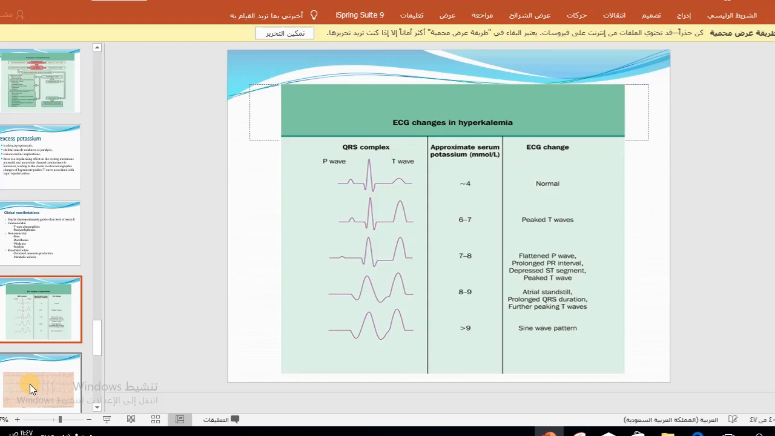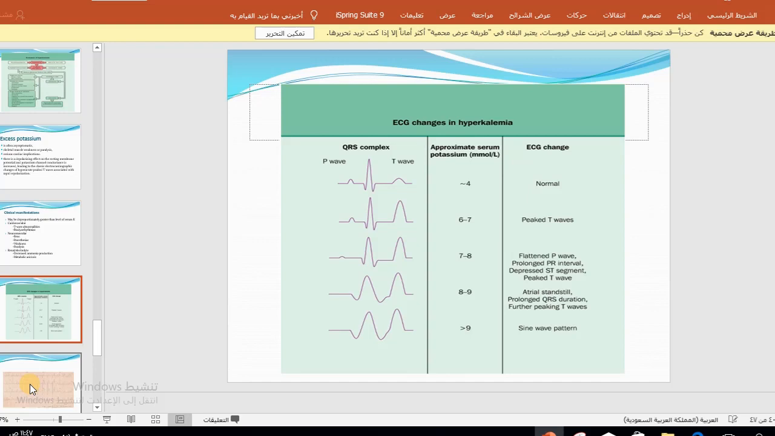So what are the ECG changes? At first, we see tented peaked T wave at a level between 6 to 7. If this increases to 7 to 8, we start to see flattening of the P wave, prolonged PR interval, depressed ST segment, and peaked T wave. Above 8, we're going to see atrial standstill, prolonged QRS duration, and further peaking of the T wave. More than 9, we start to see sine wave pattern, which is a pre-arrest pattern.